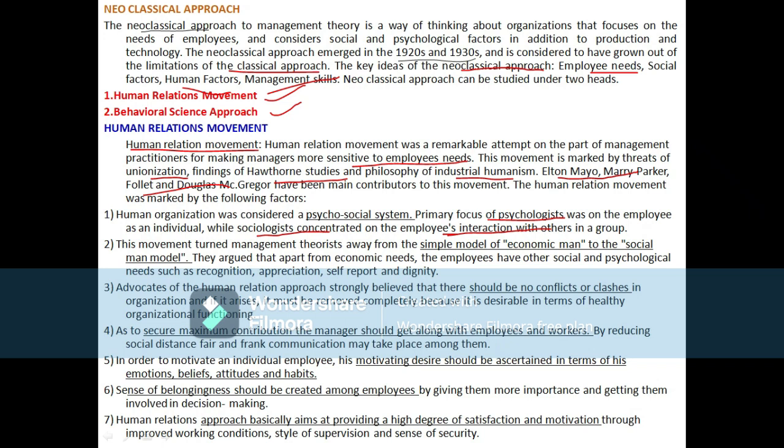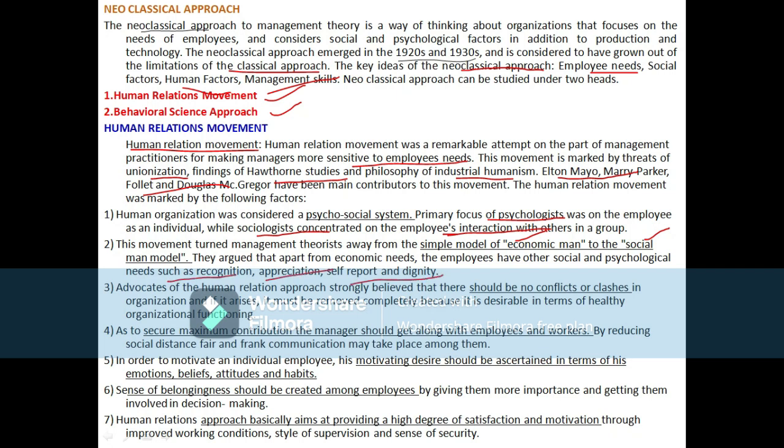Okay, it means they are giving more importance not to the economy or profits. They are more concerned with the social society or social man model. It means they are giving more importance to the employees, their sociological and psychological feelings and needs. So what would be the social and psychological needs? Such as recognition, appreciation, self-respect and dignity.